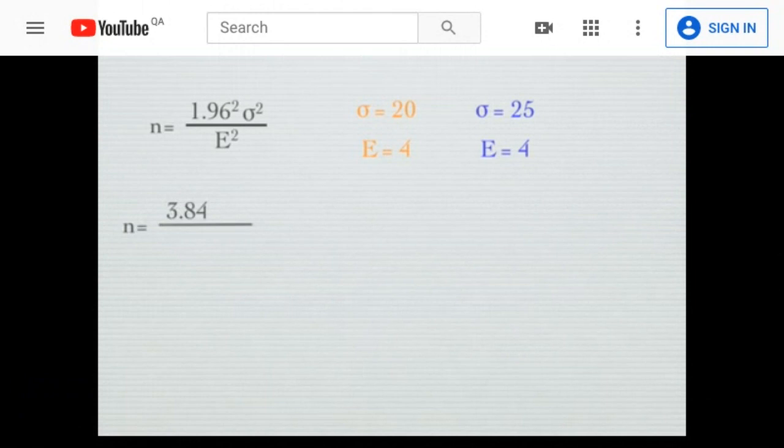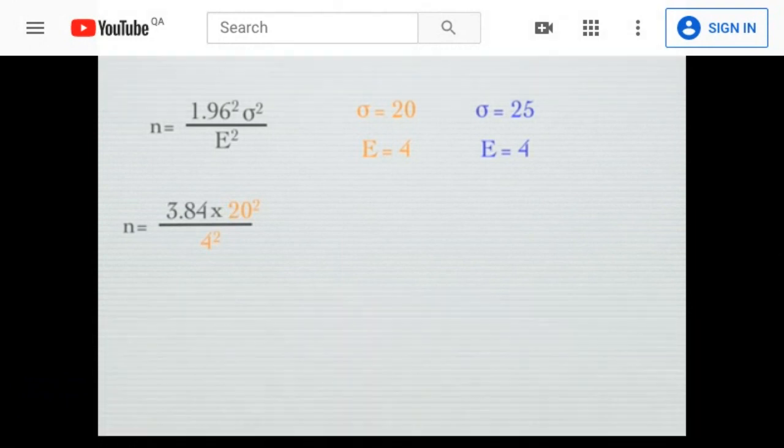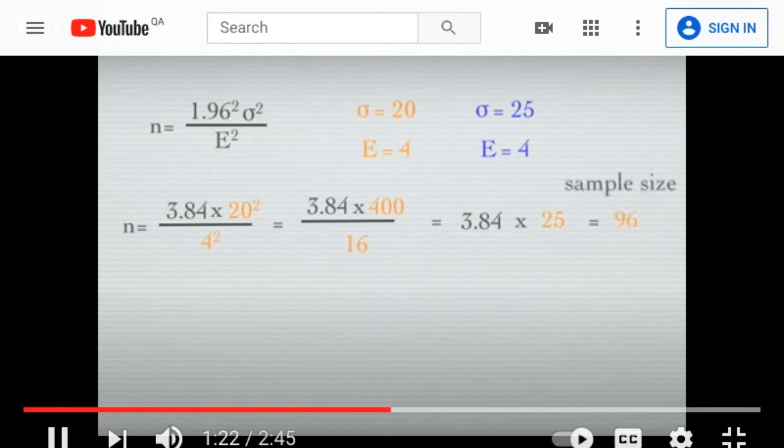We start plugging and chugging and multiplying. So in this case, 1.96 squared is equal to 3.84, which is equal to 3.84 times 400 divided by 16. 400 divided by 16 is 25, so we have 3.84 times 25, which is equal to 96. And that's our sample size.